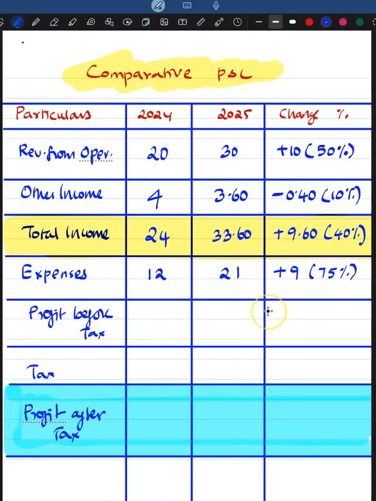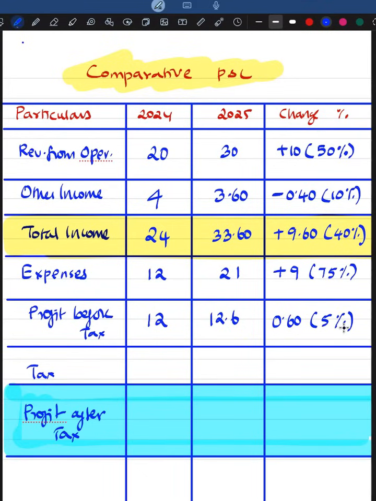Next, let's do PBT comparison. 12 crore was the profit before tax in 24 and 33.6 minus 21, it is 12.6 crore in 2025. So the increase in profit is only 0.6 crore. Look at the increase in revenue from operations. It is 10 crore, which is actually 50%. If you look at the overall income increase, it is actually 9.6 crore, which is 40%, but they are not reflecting in profits. Profits have increased just by 0.6 crore and it is only 5% growth.